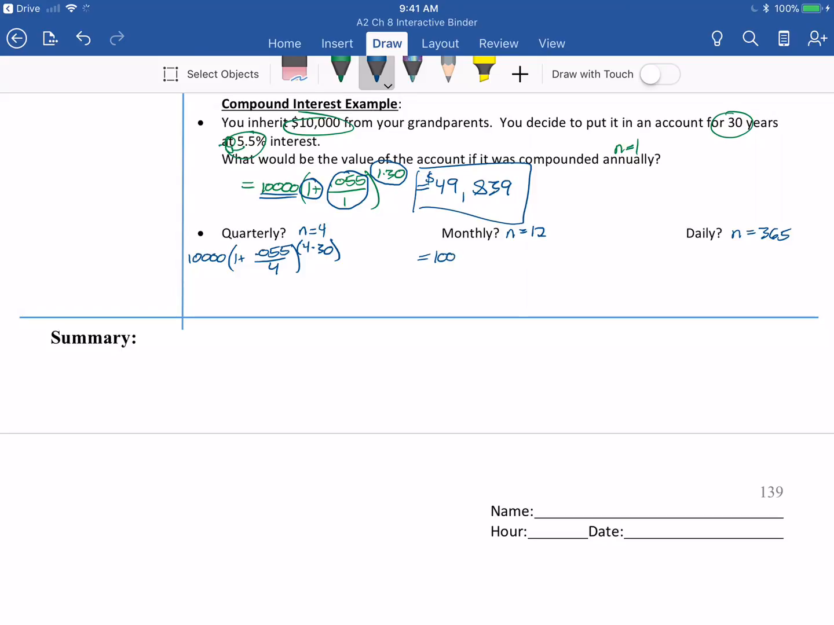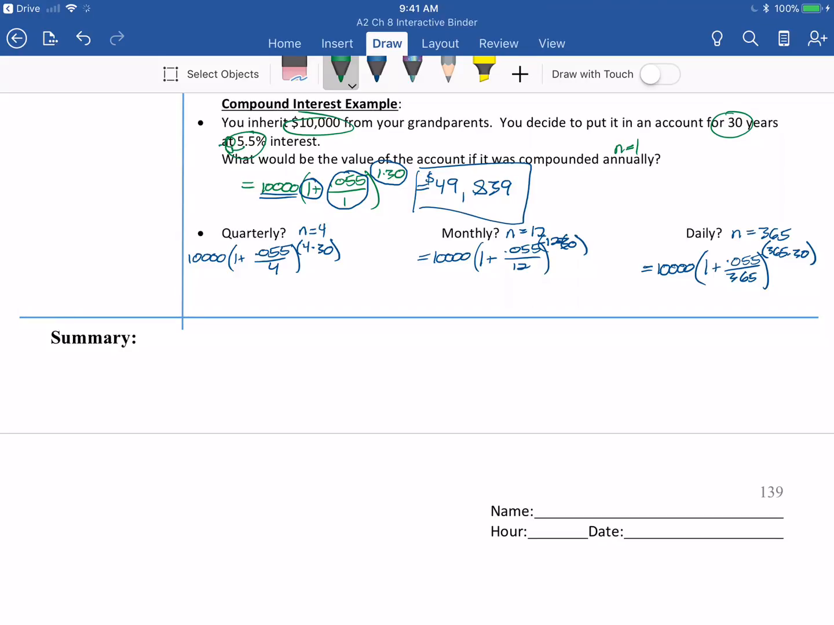Now for monthly, I get 10,000 times 1 plus 0.055 over 12, raised to 12 times 30, and I like to put this whole exponent in parentheses. And my last one is daily: 10,000 times 1 plus 0.055 over 365, raised to the 365 times 30. Again, I'll just go through and talk through these so hopefully this makes a little bit more sense.